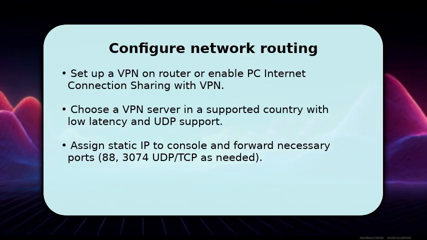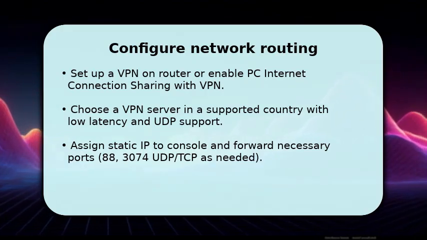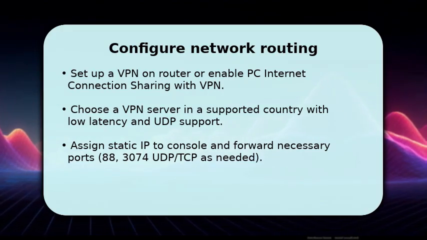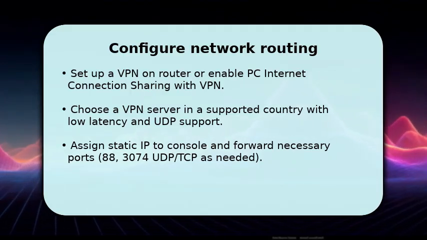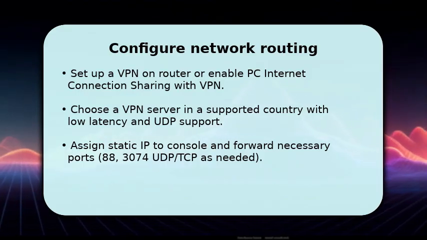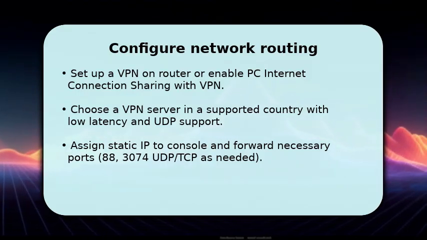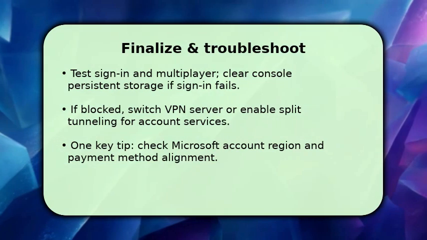Assign a static IP to the console so NAT stays stable, then forward Xbox ports, including 88 and 3074 UDP, and add TCP if required. Once configured, reboot the router and console. Finish by testing sign-in, store access, and multiplayer. Run the network diagnostics on the console.